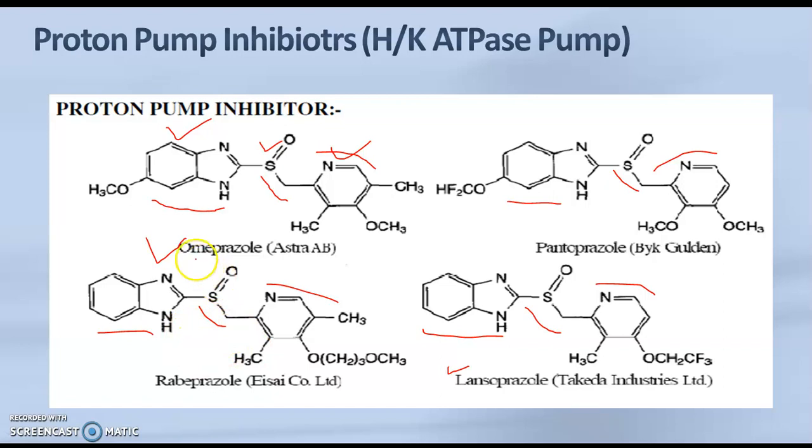So I'm telling you the first, omeprazole. The brand name of this omeprazole is Omi. Why would the name Omi be given? Because it contains methoxy. Here you can see the methyl and methoxy groups. So you can assume the 'me' is from methyl, and 'O' is for alkoxy, methoxy. That's why the name of the compound is omeprazole. The next is pantoprazole.